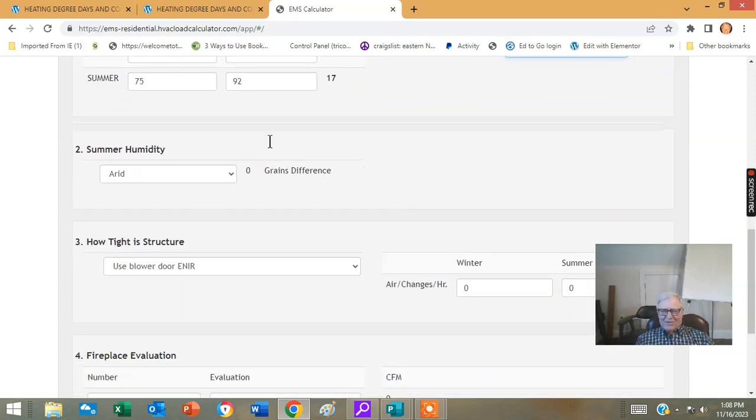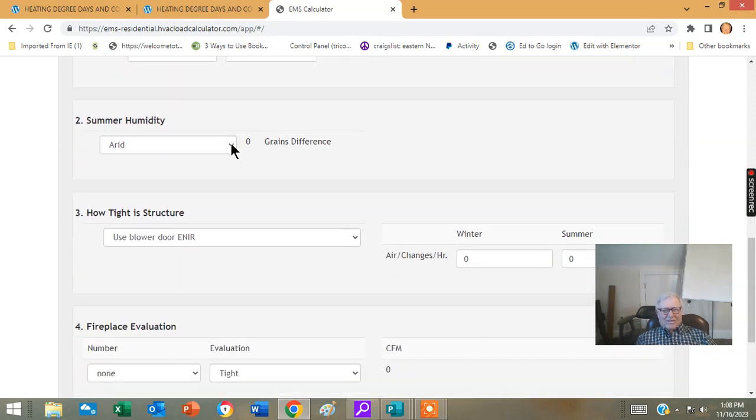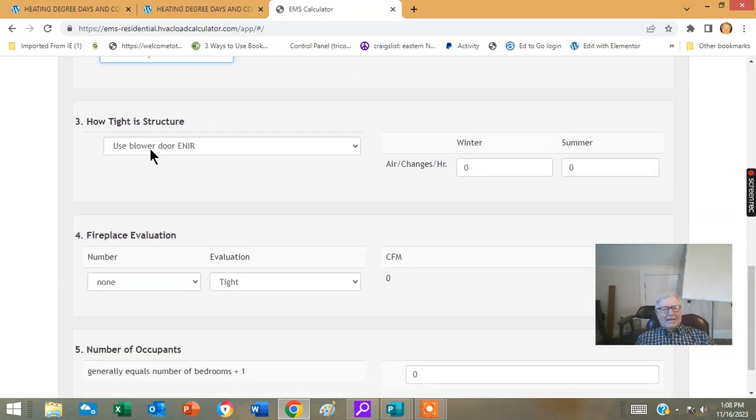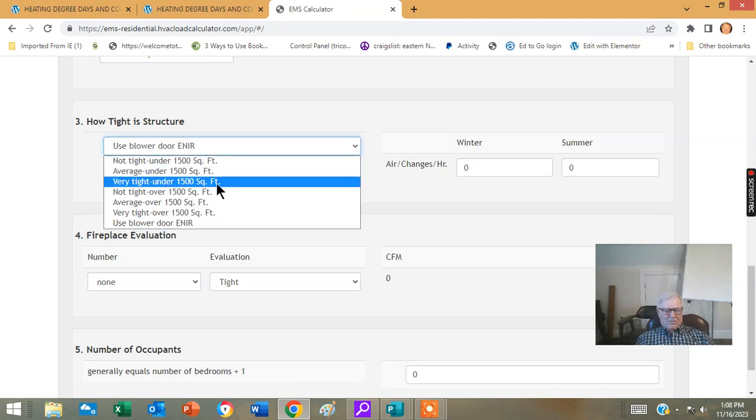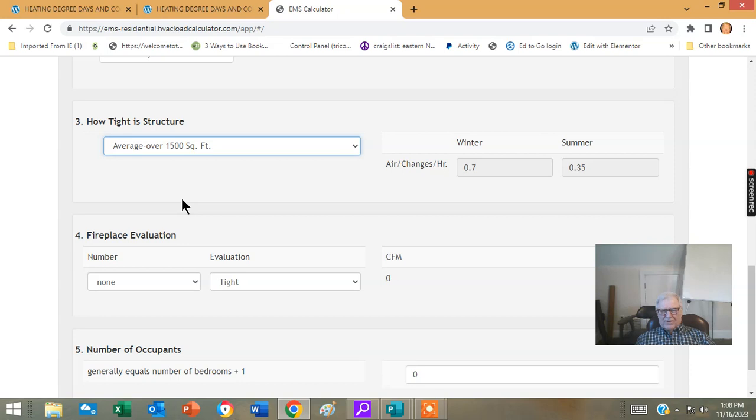That's the tough stuff. How humid is it in Raleigh, North Carolina? It's moderately humid. How tight's the structure? Well, this house was built in the 1950s. The construction is pretty decent on it. It's a relatively tight house, but not very well insulated, so we're going to say it's an average house over 1,500 square feet. And that'll give you your air changes per hour due to infiltration.